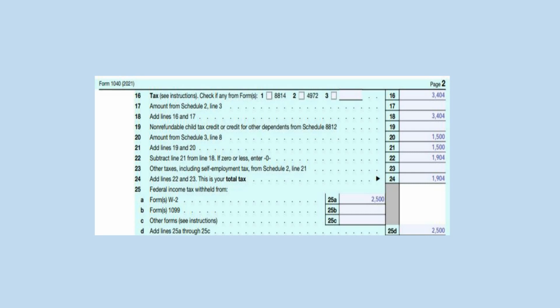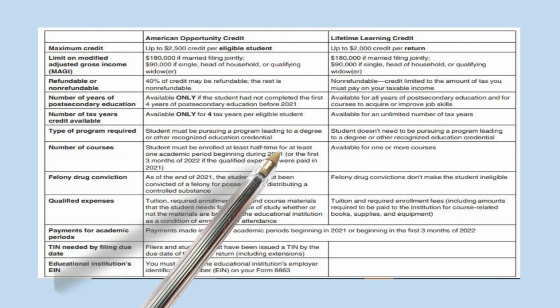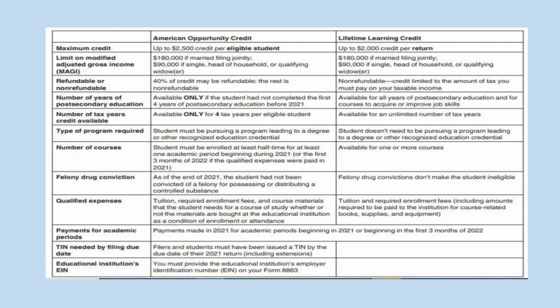Next, we will calculate your education credit. In this example, we will be taking the American Opportunity Credit because the maximum credit is more than the Lifetime Learning Credit. There are certain specifications that you have to meet to take either credit. In this example, it is assumed that you meet those specifications.